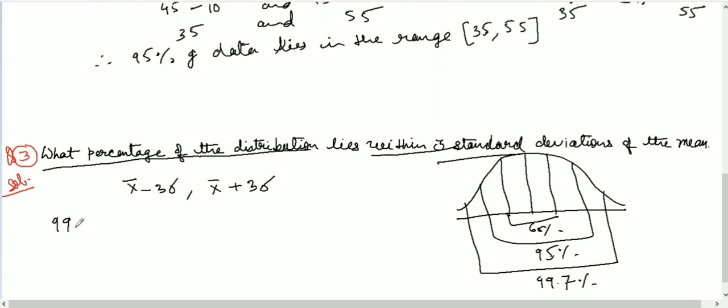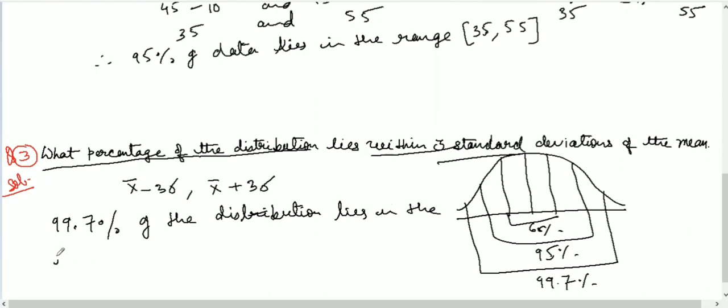So what will be the answer here? 99.7% of the distribution lies in the range x bar minus 3 standard deviation, x bar plus 3 standard deviation.